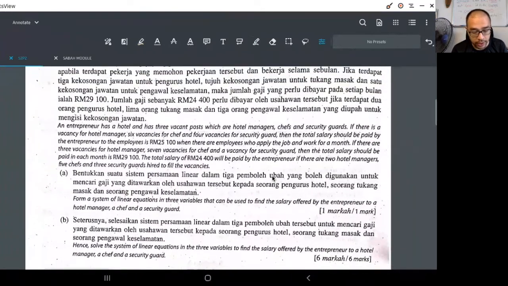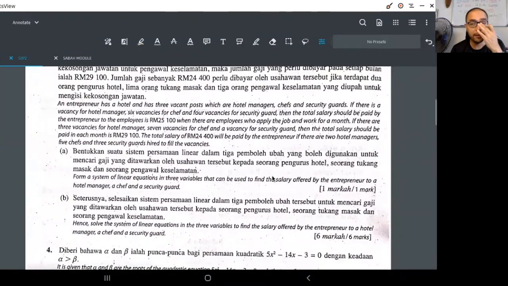So first of all, let's represent each one with a letter. I'm going to call the hotel managers X, the chefs Y, and the security guards Z, simply because that's the way they are arranged. If you want to put the chef as X and the hotel managers as Y and the security guard as Z, also can. Nobody is going to say anything, okay? You decide.